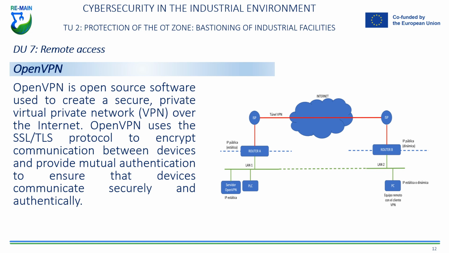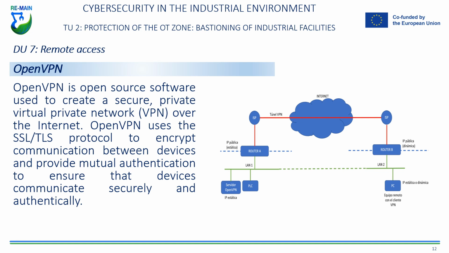OpenVPN is commonly used as a remote access VPN solution to allow remote users to access a company or organization's internal network resources. Users can connect to the VPN using OpenVPN client software installed on their devices, such as laptops, smartphones, or tablets. The VPN connection uses a shared encryption key and digital certificate to establish the secure connection and authenticate the communication.